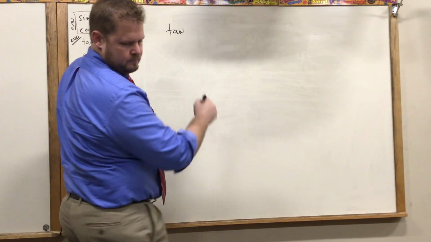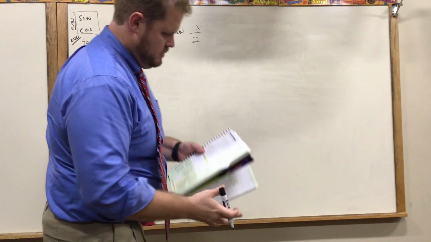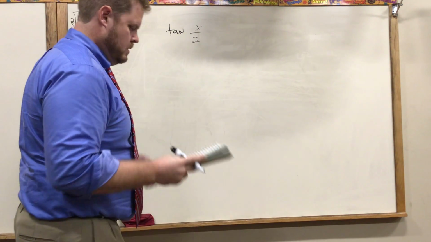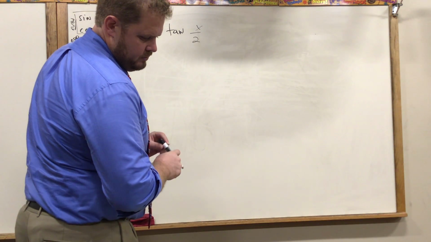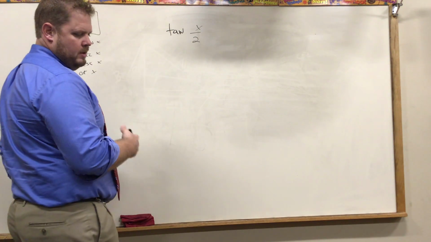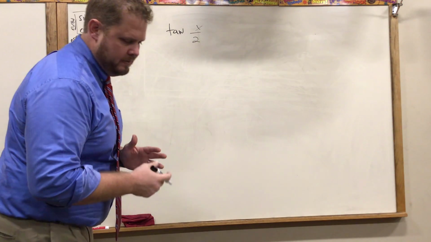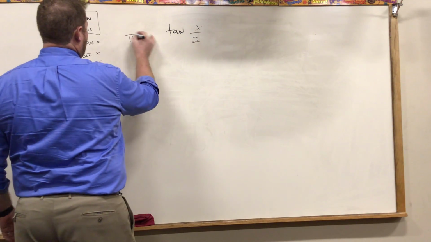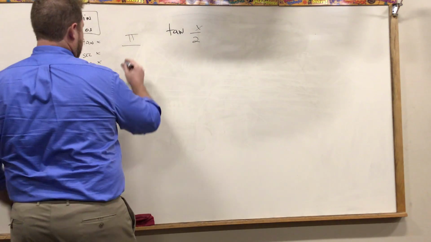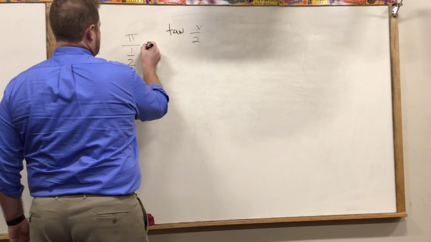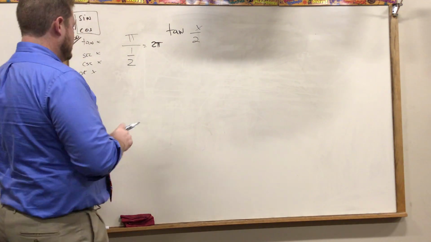Tangent x over 2. All right, x over 2, right? So first off, what's the period? Remember, when you're graphing these, you just do graphing the same thing. What would the period be? It's going to be pi over b. What's the b? The b is 1/2, right? Which is really 2 pi, correct? So that's your period, right?